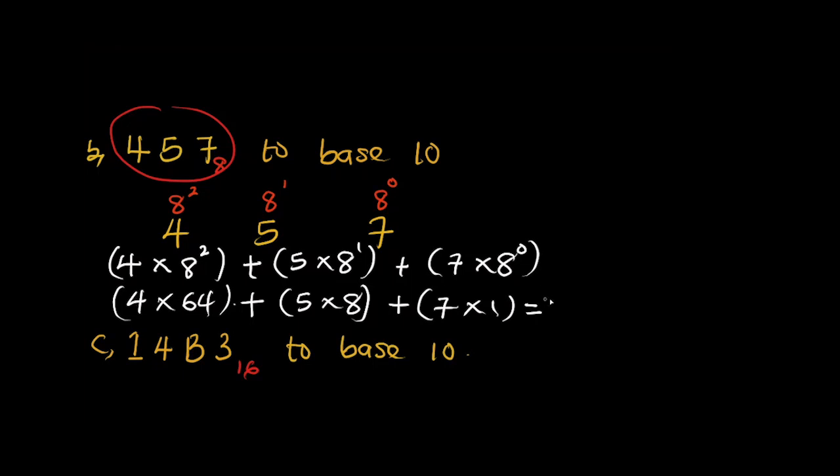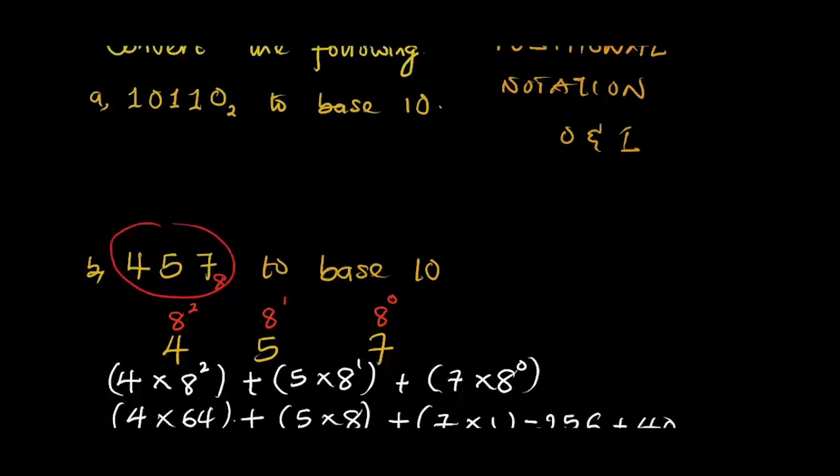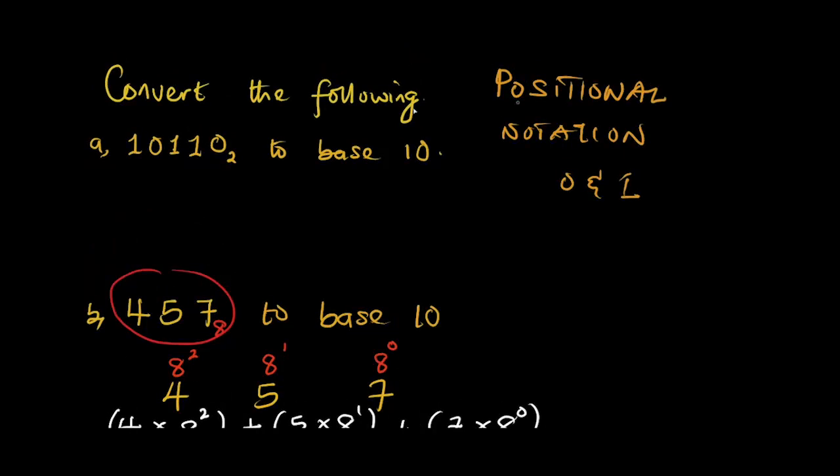So when you work this out with your calculator, what do we have? 64 times 4 will give us 256. 256 plus 8 times 5, or 5 times 8, is 40, plus 7 times 1 is 7. If you add all this, what do we have? This is 296. 296 plus 7 will give us 303. So this is 303 in base 10, and this is our answer for this. So we'll do this, then the last one will be like an assignment.